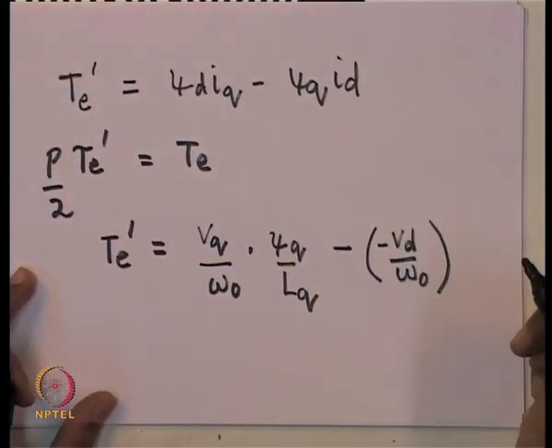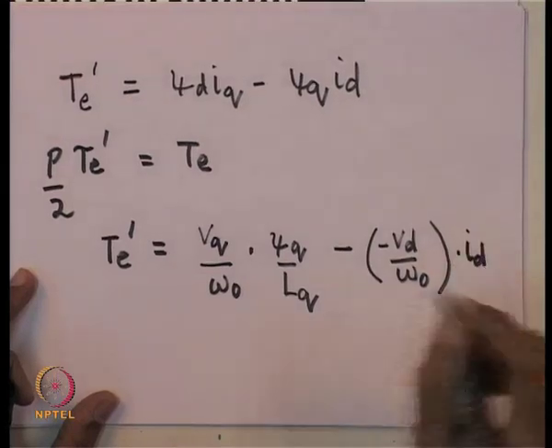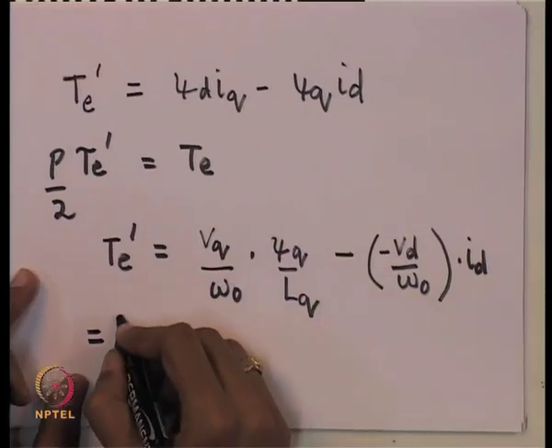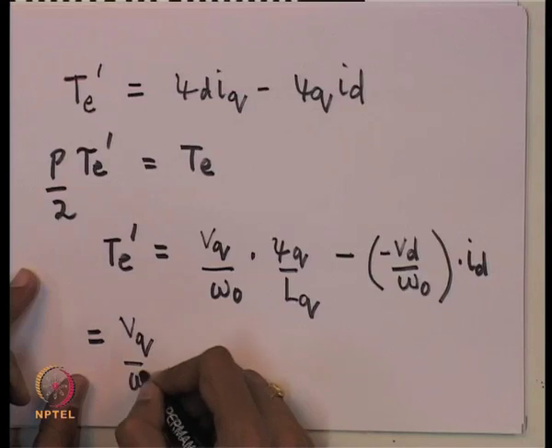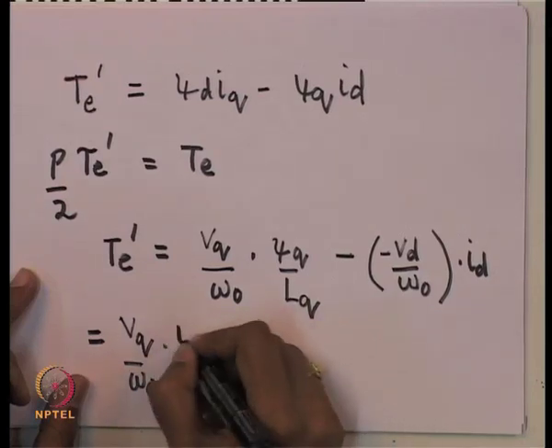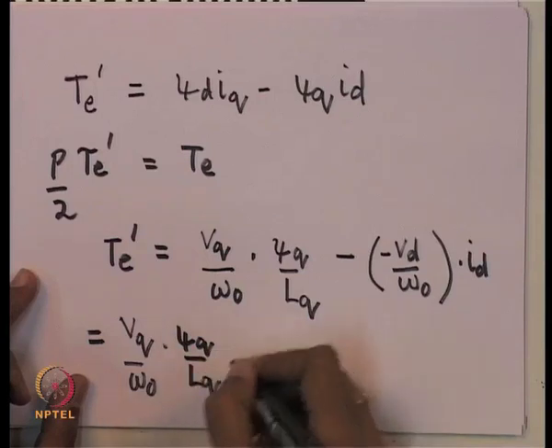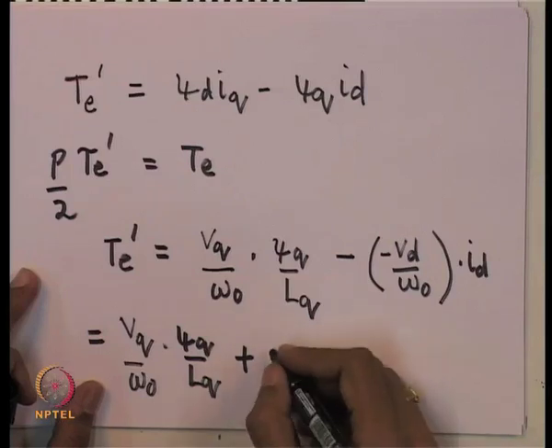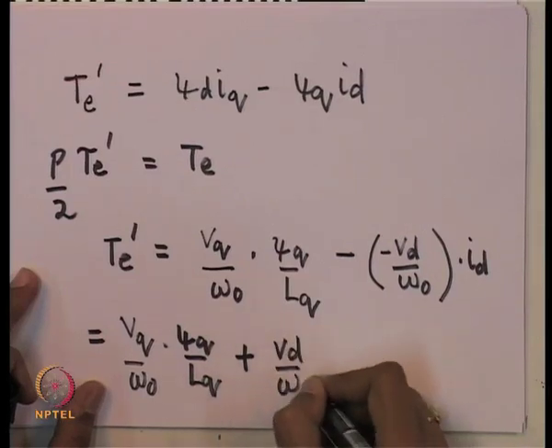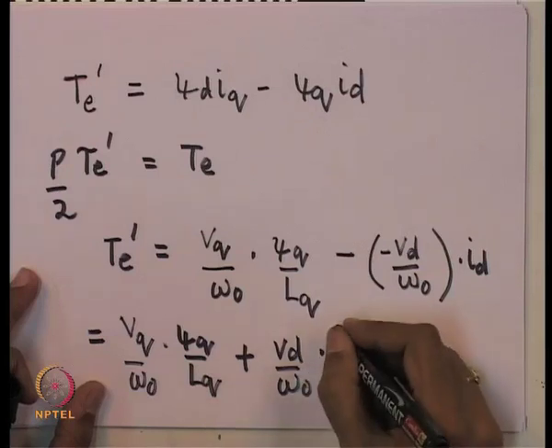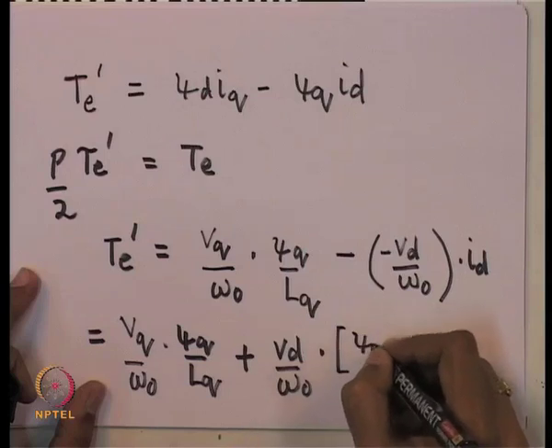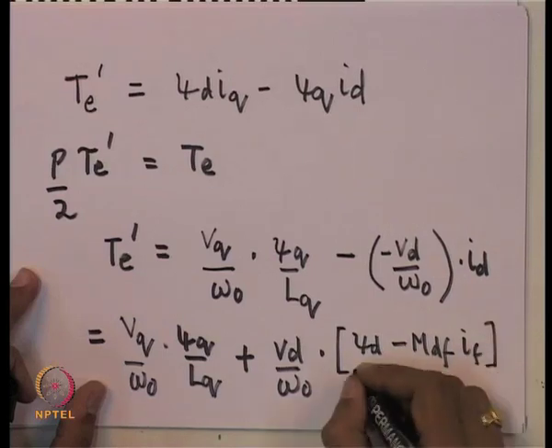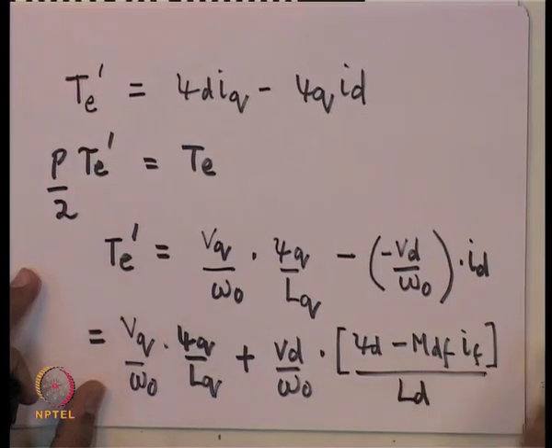Into I d. I will just rewrite this. So, T dash is equal to V q by omega naught into psi q by L q, minus, or you can call it plus, V d by omega naught into I d. I d is nothing but psi d minus m d f I f by L d. Is it okay?